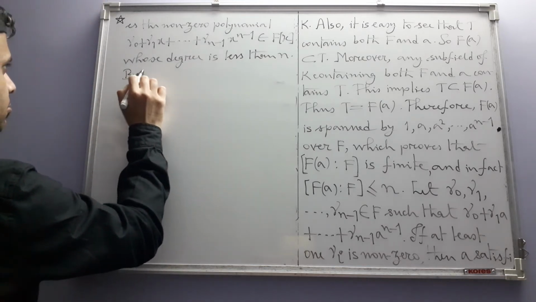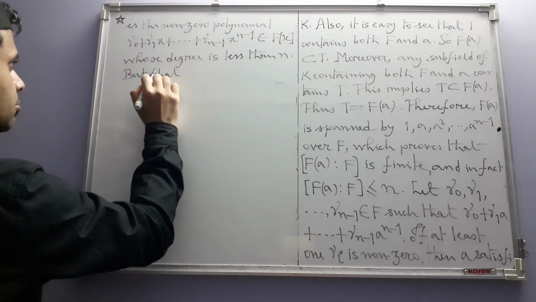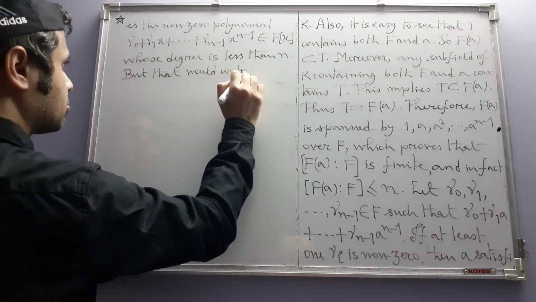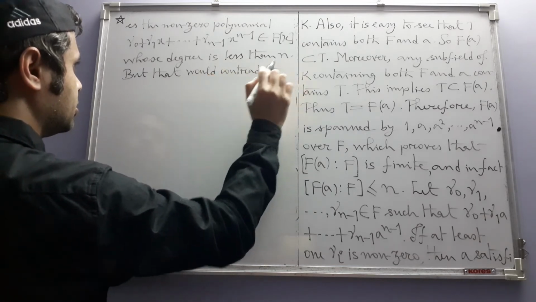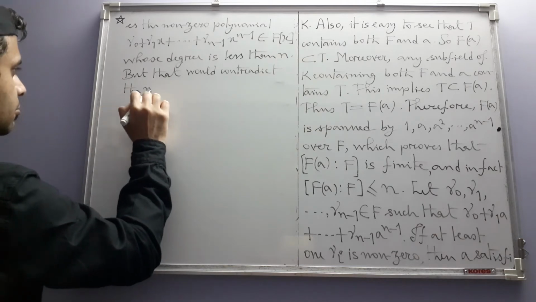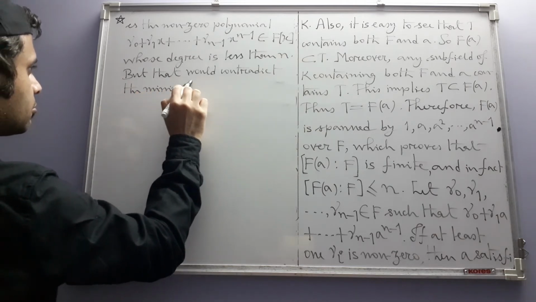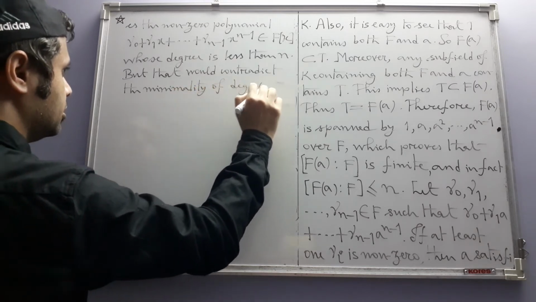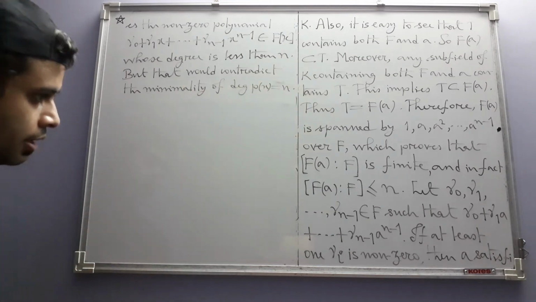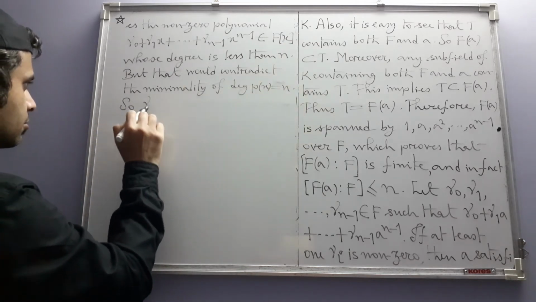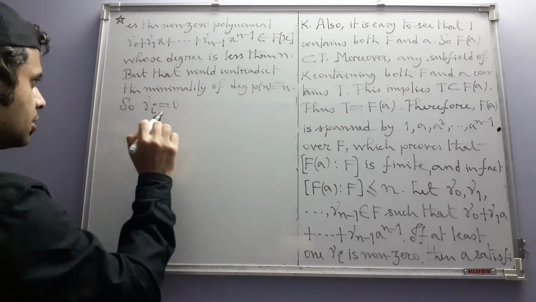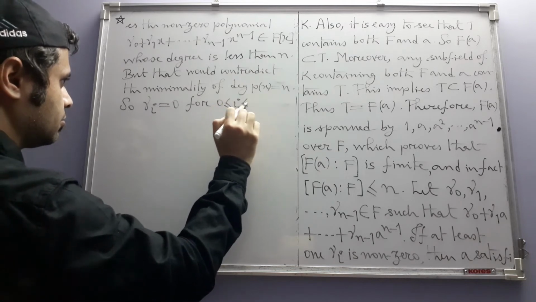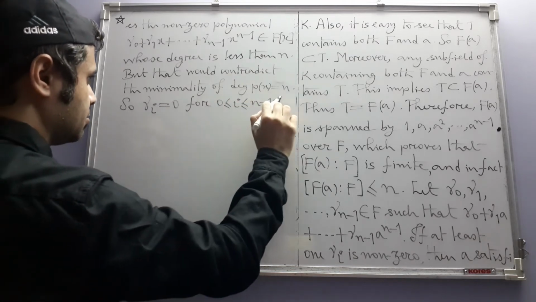But that would contradict the minimality of the degree of p(x), that is equal to n. So gamma i must be equal to 0 for all i varying from 0 to n minus 1.